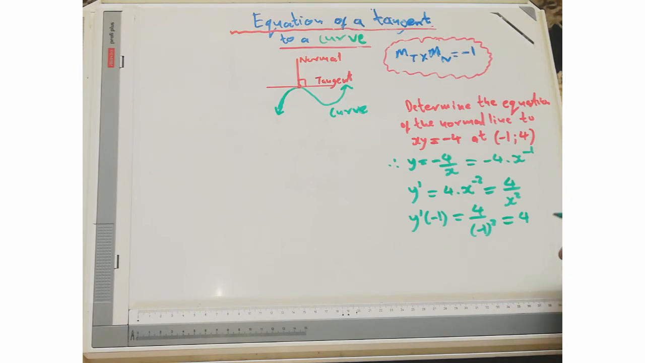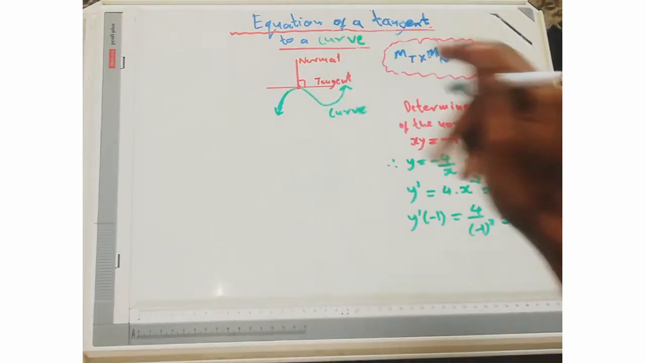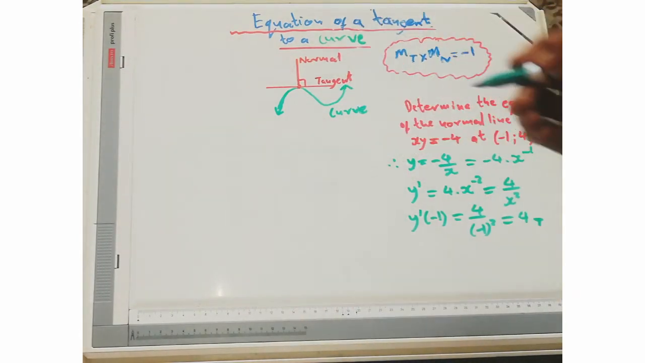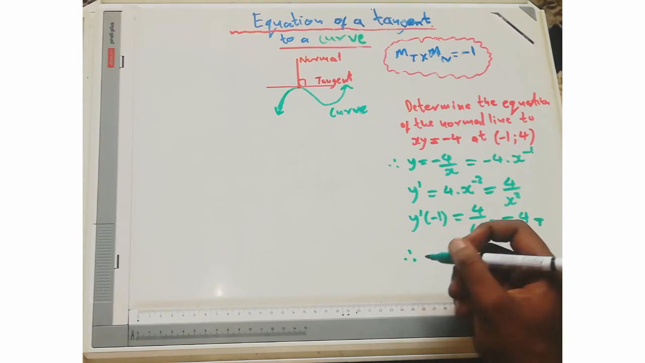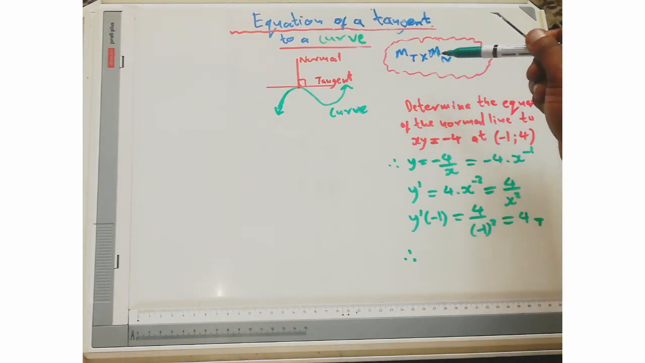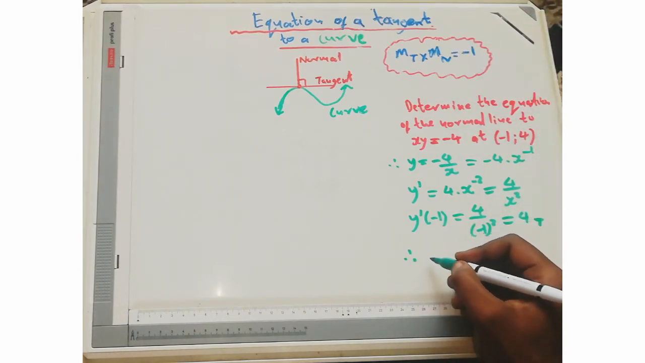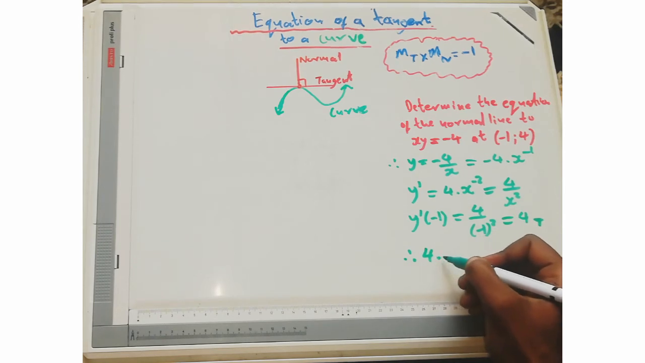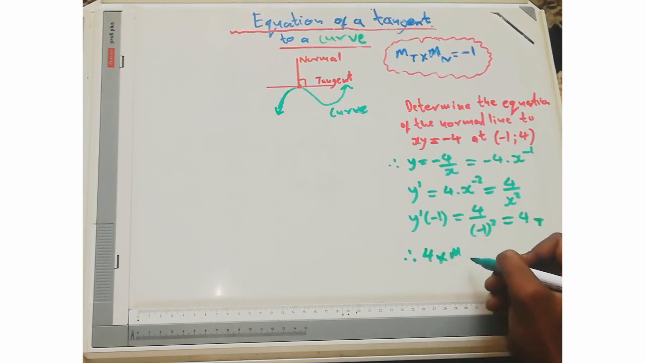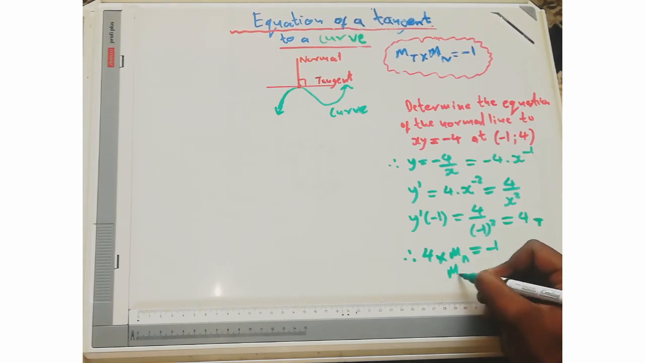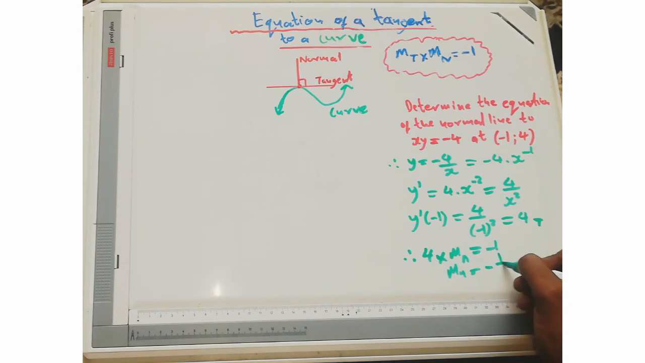But remember, this 4 is the gradient of the tangent. We don't want the gradient of the tangent. We want the gradient of the normal. So what are we supposed to do? We're supposed to use this formula, which means that the gradient of the tangent multiplied by the gradient of the normal we're looking for must give us -1. So the gradient of the normal will be -1 over 4.